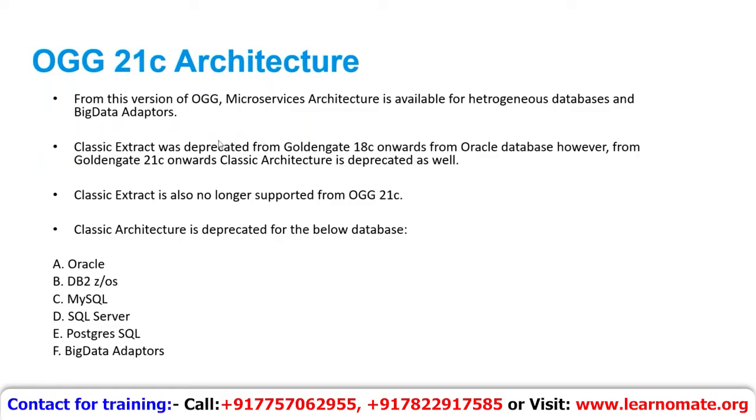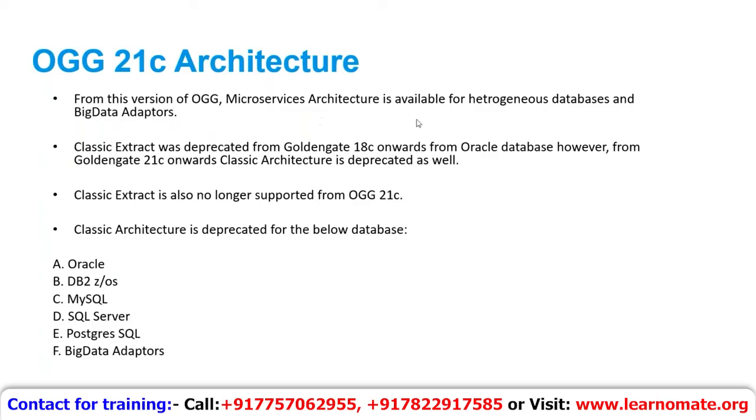However, from GoldenGate 21C onwards, the classic architecture of GoldenGate is deprecated as well. By deprecated, we again mean it doesn't mean it is desupported. It means that no new feature will be introduced for classic architecture from 21C onward. The 21C binaries for classic architecture are still there, but there won't be any new feature introduced for classic architecture anymore.